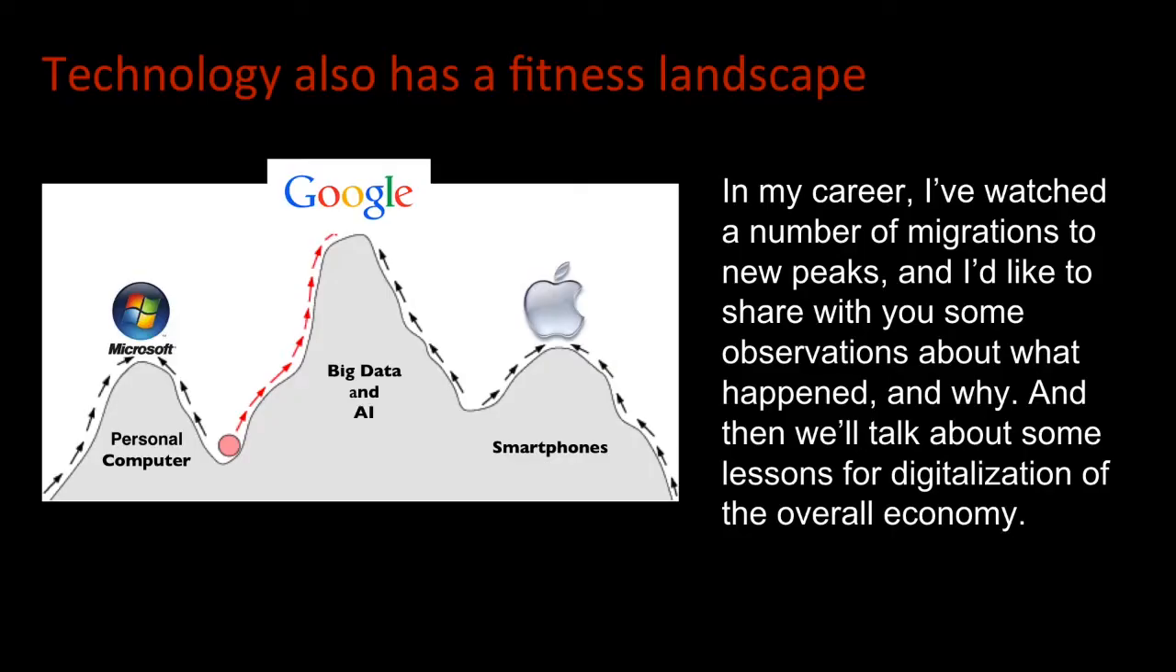So technology has this same pattern. You can see it. Microsoft was at the peak of the personal computer ecosystem. Apple got to the peak of the smartphone ecosystem. You can argue which is the highest peak, whatever, but you can understand there are different fitness peaks. Google ended up at the peak of the big data and AI peak. And they got there from the bottom. Microsoft didn't get there. Google got there. Apple got there before Microsoft did.